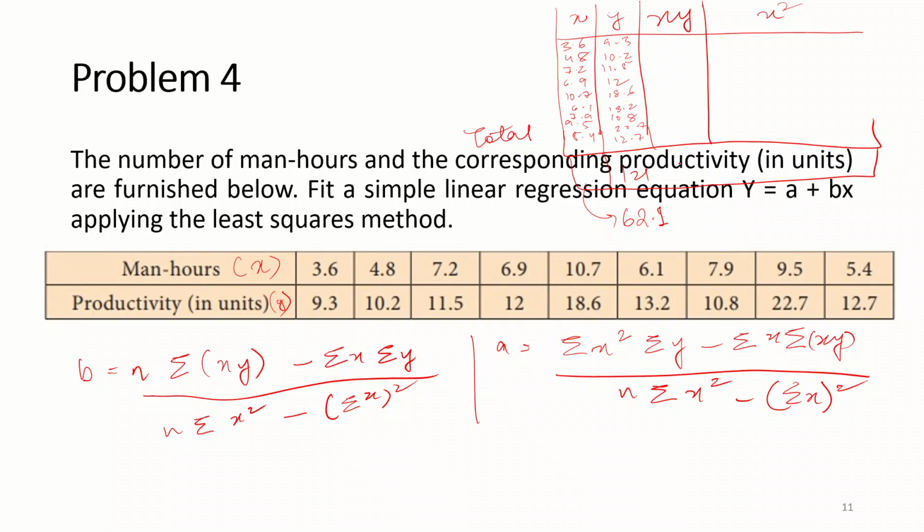Now XY is pending, sir. 894.97. Pending to find out, sir. Okay. X square is 468.97. 468.96. Okay.